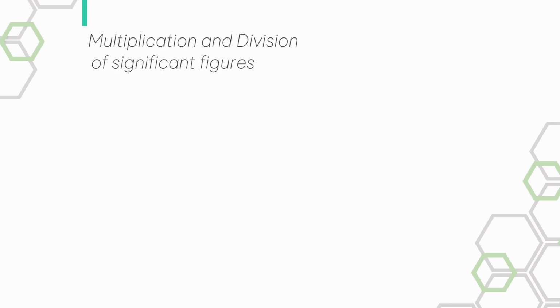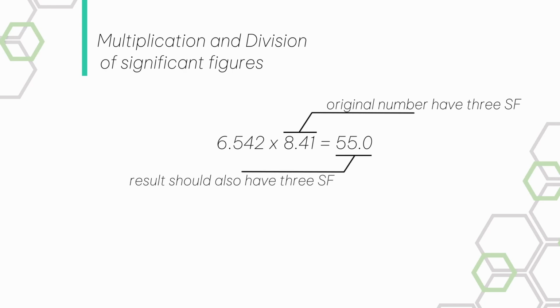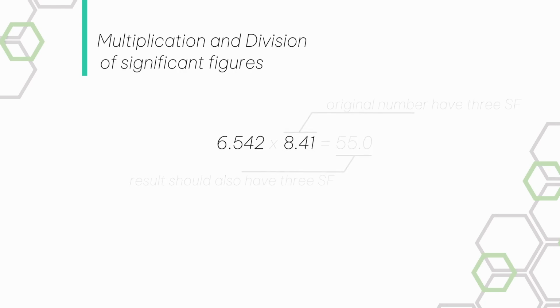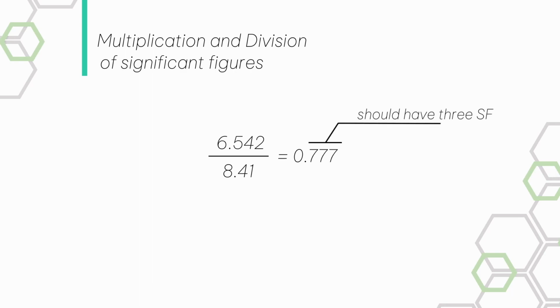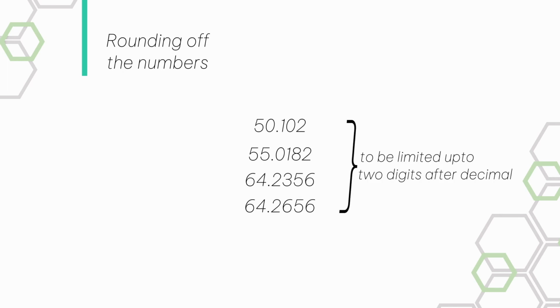Similarly, when we do multiplication and division of significant figures, the result should have as many significant figures as the number with the fewest significant digits. For example, if we multiply these 2 numbers, then there can be only 3 significant figures in the result, because this number also has only 3 significant figures. If we divide the first number by the second number, then there should be only 3 significant figures in their result. To limit these results to a certain number of digits, they should be rounded off.